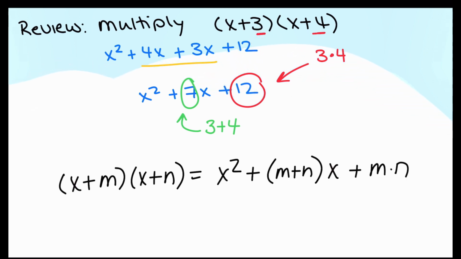So in general, if you have two factors of the form x plus m, x plus n, so just x plus a number, your first term is x squared, your middle term is the sum of the m and the n, the sum of those two numbers, and the last term is the product of those two numbers. So we're going to keep that kind of rule in mind when we start doing our factoring. And so I'd like to just start by doing some examples to illustrate this pattern or this process.